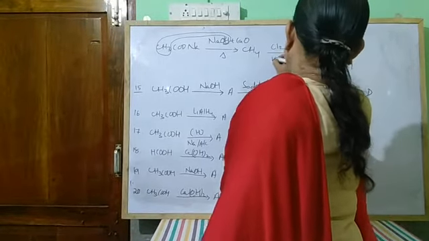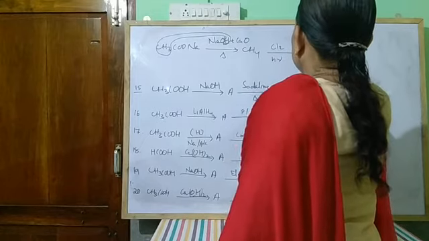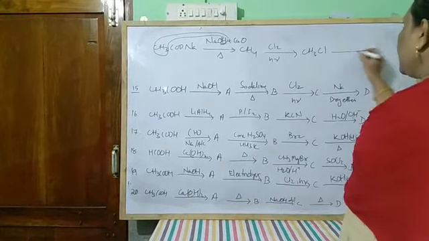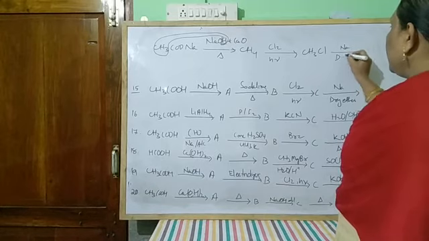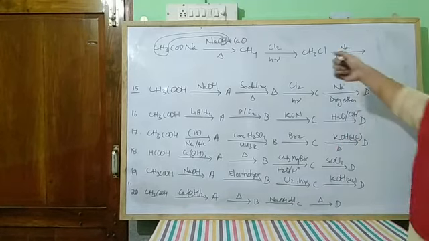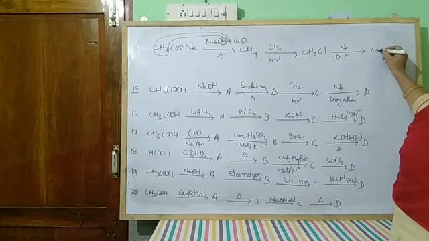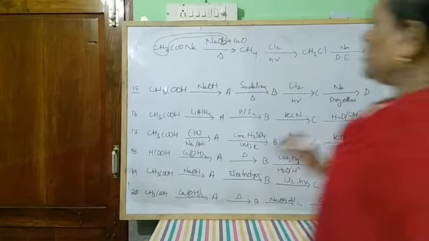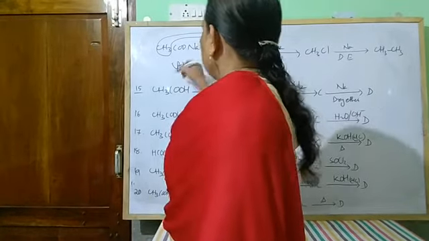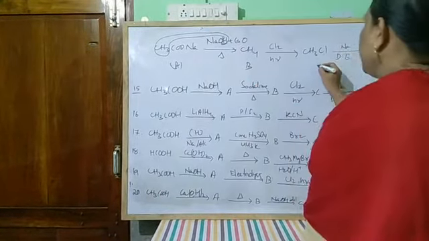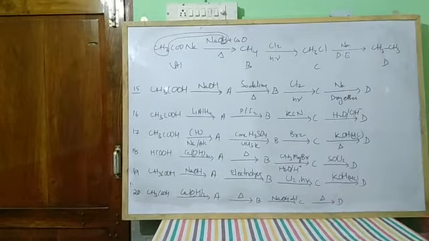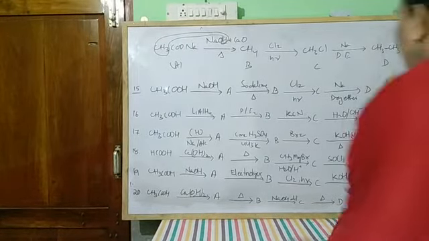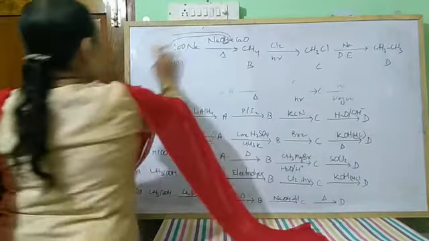And when methane reacts with chlorine in presence of HNO, it forms methyl chloride, and methyl chloride when treated with sodium and dry ether, it undergoes reaction to form C2H6, that is ethane. So A is sodium acetate, B methane, C methyl chloride, and D is ethane. Next come to next question.